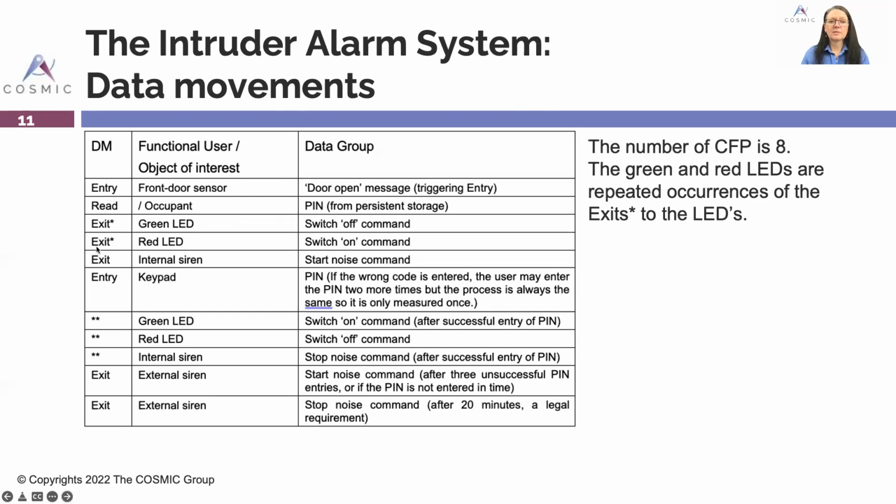So in this case, the number of cosmic function points is 8 because the green LED and the red LED are repeated occurrences of exits. Therefore, these objects of interest will be associated with the same movement.